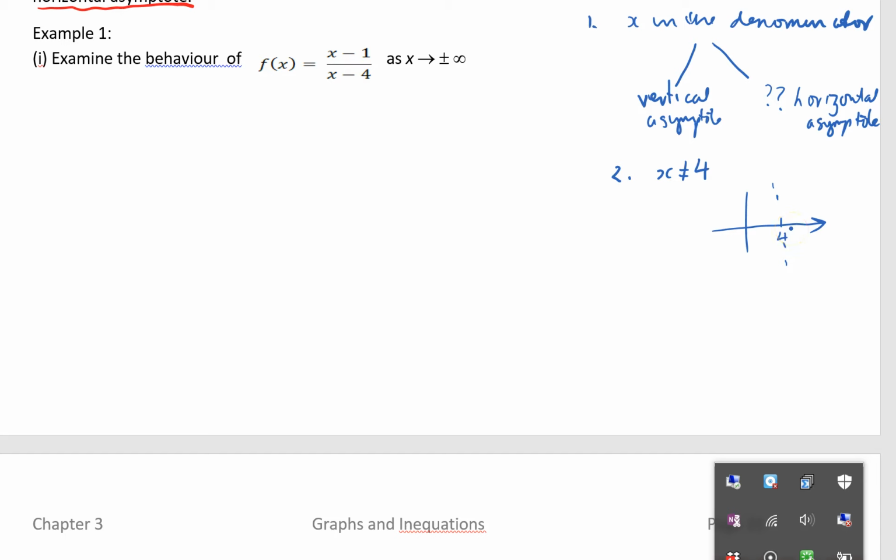The best idea about what the graph is going to do is to look at x approaching plus or minus infinity to determine its behaviour there. So we want to know what the limit as x approaches plus or minus infinity of (x minus 1) over (x minus 4) would actually be.